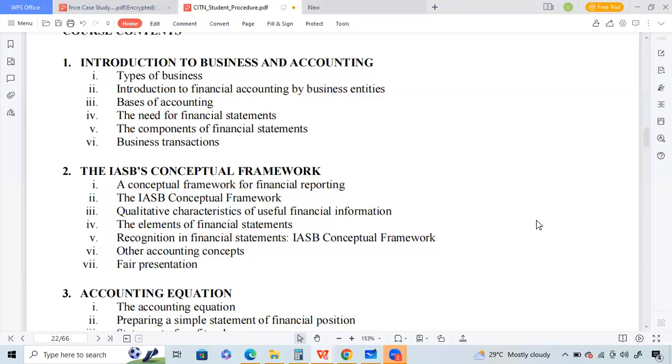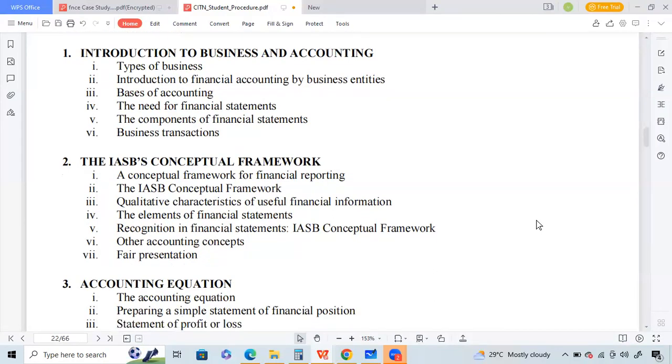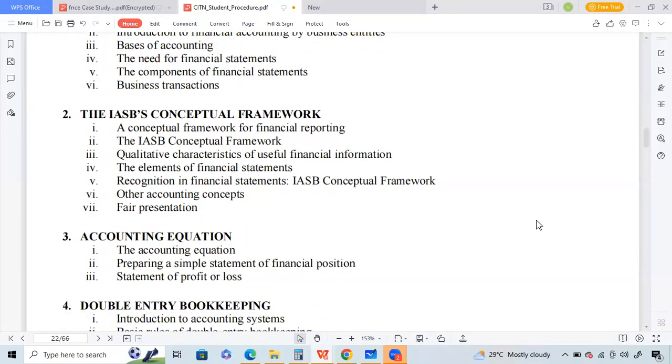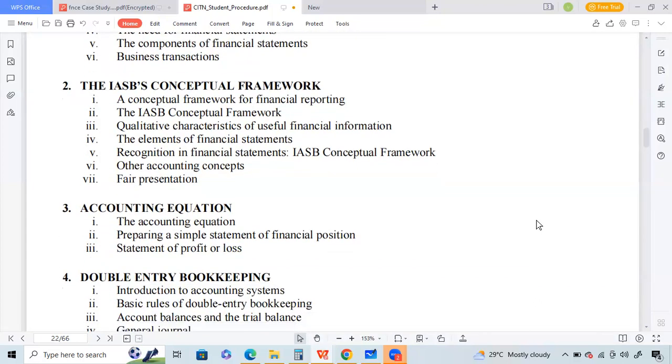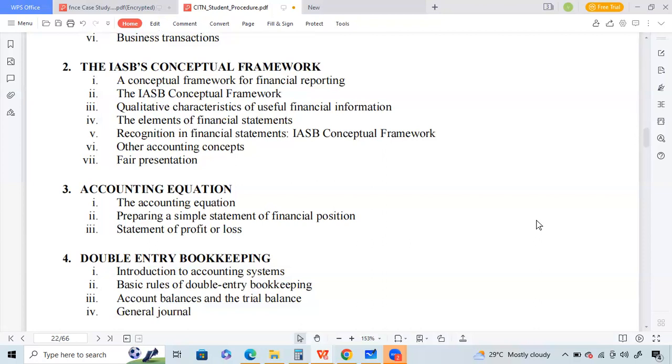Then we'll also be looking at business transactions. Business transactions can be sales on credit, cash sales, purchase of motor vehicle, transport expenses, insurance, electricity, and the rest like that. Those are business transactions. This is the first section, which is the introduction to business records and accounting. Then we'll also be looking at the regulatory framework, which is what we call the conceptual framework.